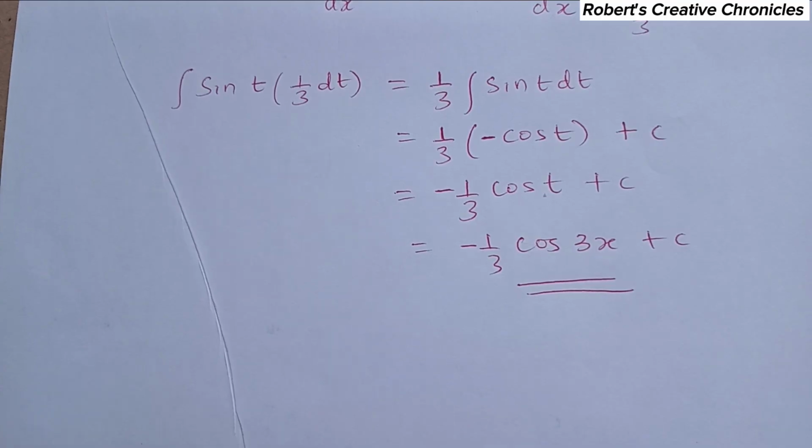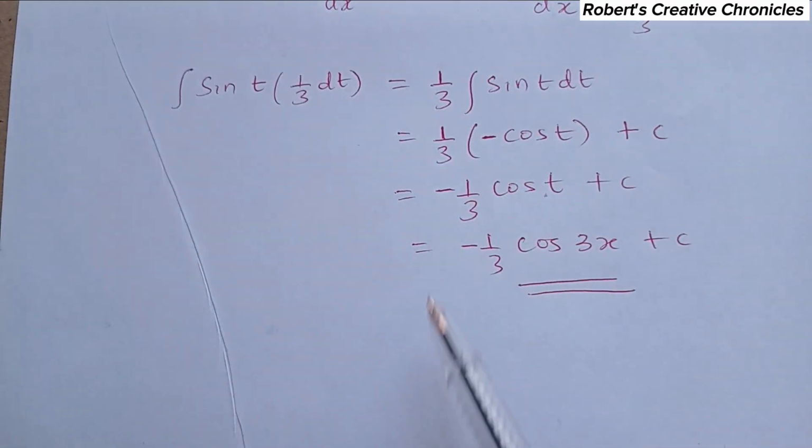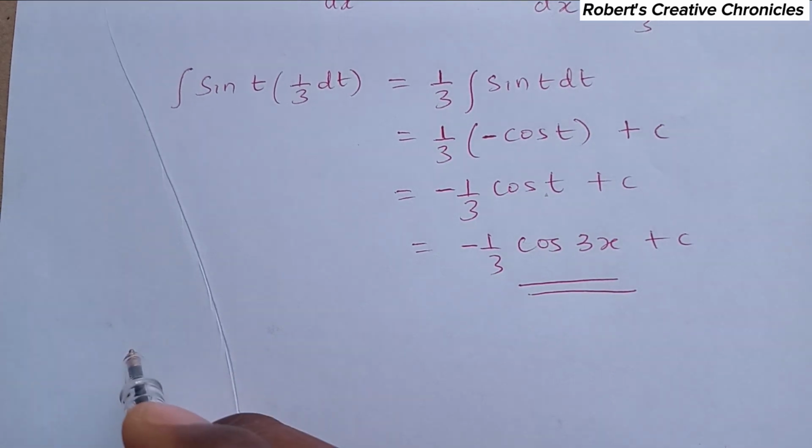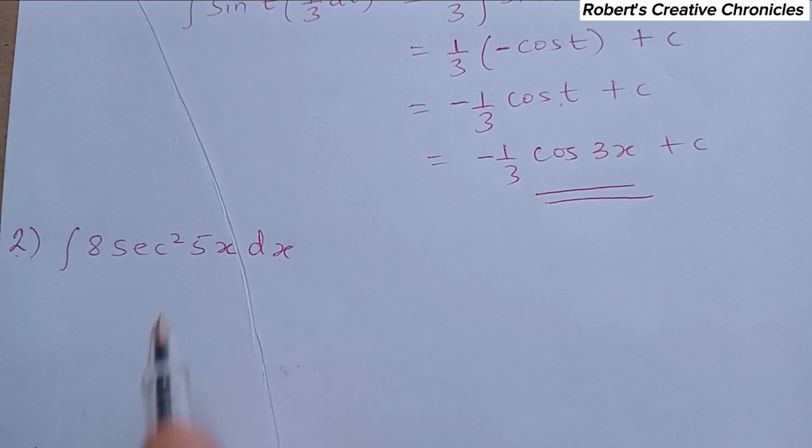So that one is a shortcut you can use during CBT or OBJ exams. Well, this one is for AC exams. So let's move to the second one. So here's the second one.